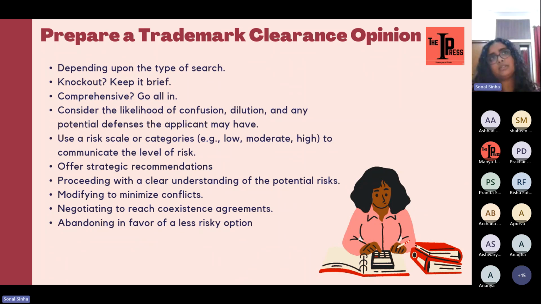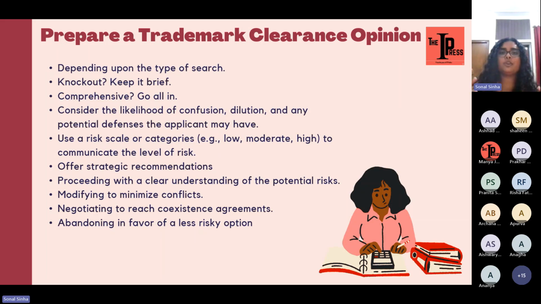Strategic recommendations, as in you can sit with your client and help them with the branding as well. Like tell them that, okay, this seems to be a medium risk mark, but maybe instead of going ahead with the word mark, how about you go ahead with a label mark or a logo mark, a stylized logo mark, so that at a later stage we can use this as a defense.